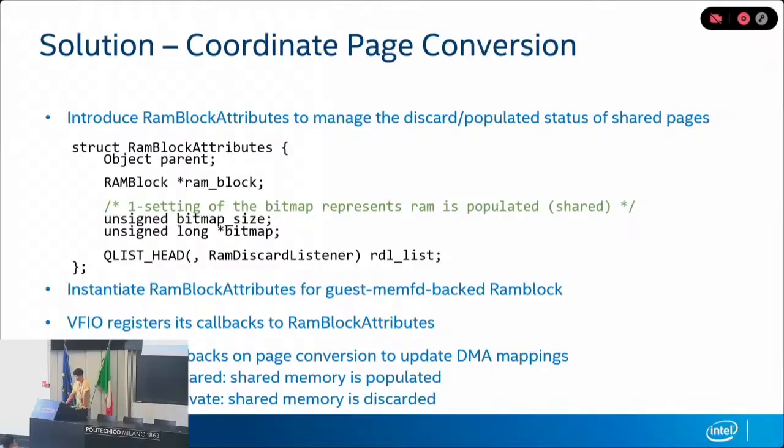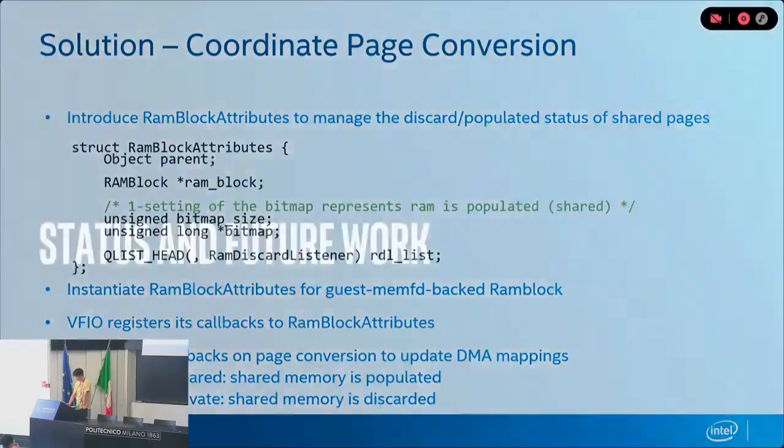So on private to shared conversion, we notify VFIO that some shared page is about to be populated. So you need to map them. And on shared to private conversion, we notify VFIO that some shared page is going to be removed. So you need to remove them from IOMMUFD mappings.